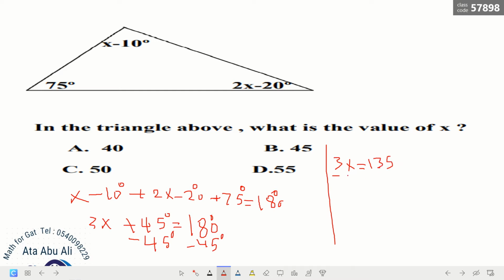Then I divide both sides by 3. 3 divided by 3 is 1. I bring down x. 135 divided by 3 is equal to 45 degrees. So the answer here is B.